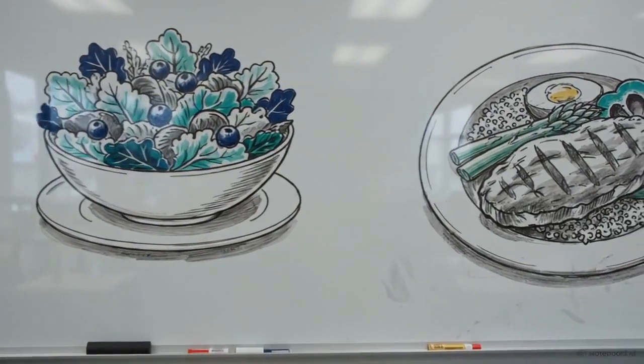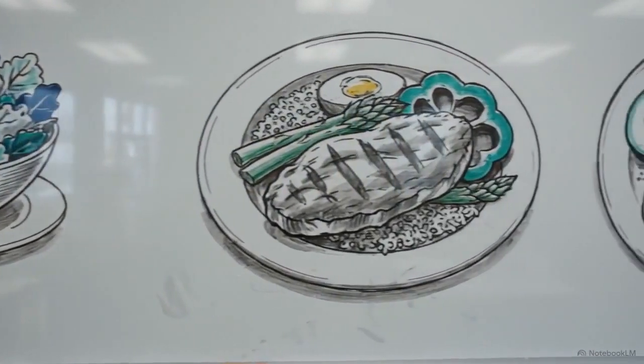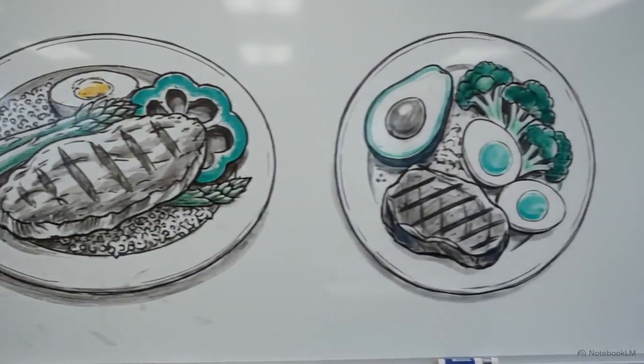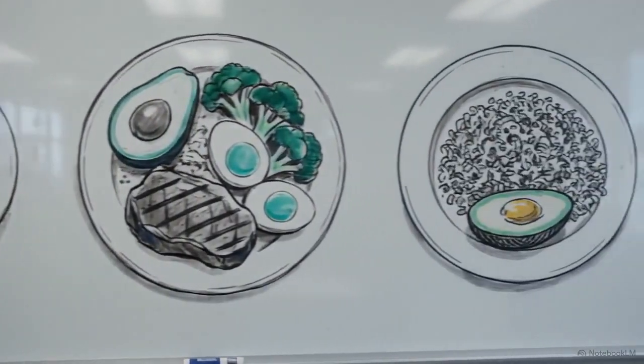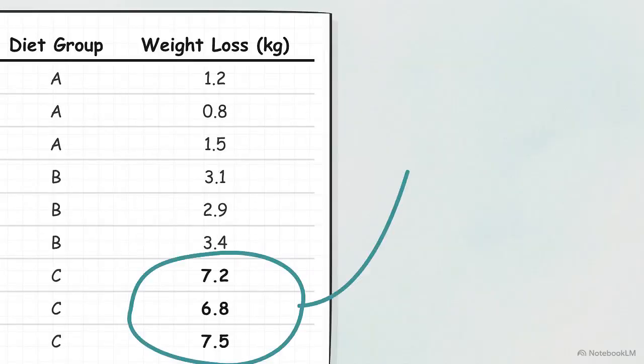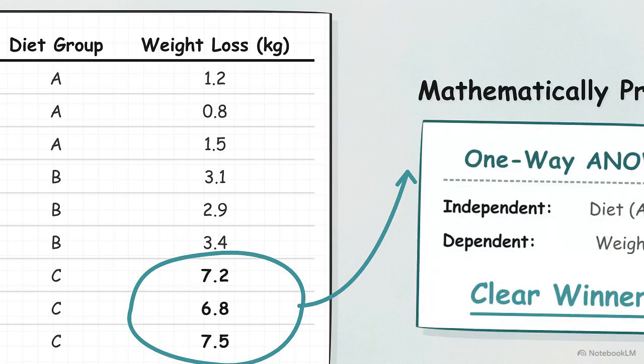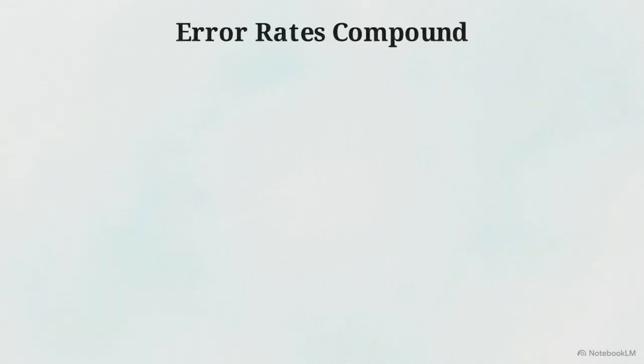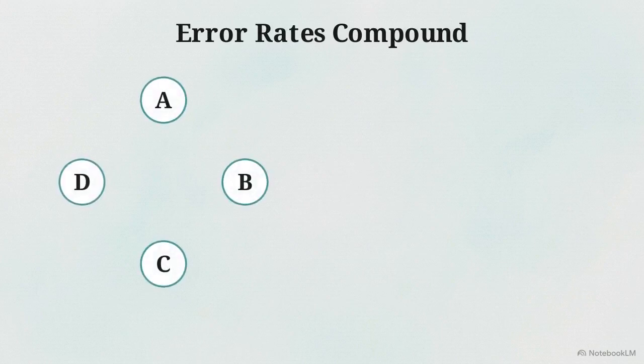Imagine you're running a study to determine which of 3 competing diets produces the greatest absolute weight loss. You have a spreadsheet full of participant data, and you need to mathematically prove which regimen is the clear winner. Standard t-tests are risky here because error rates compound with every additional comparison.